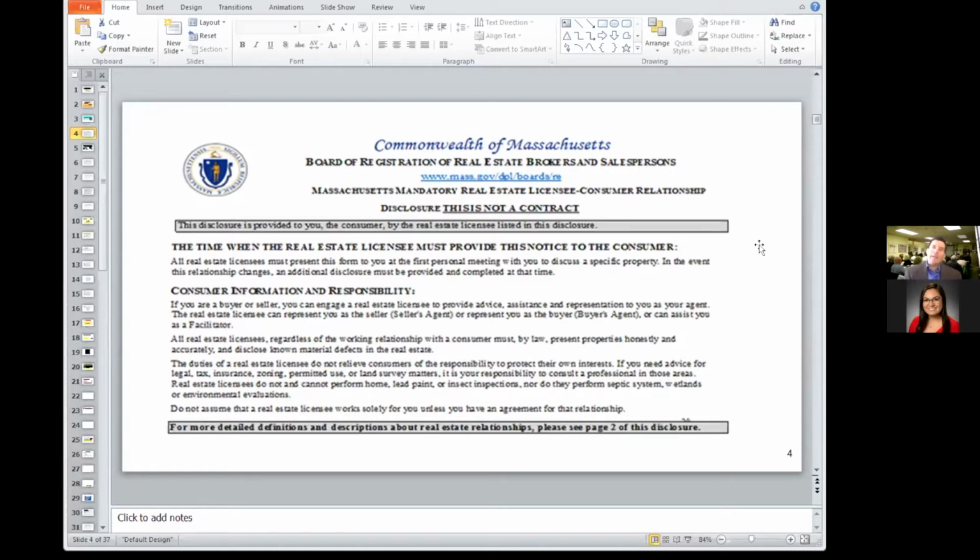So if Judy walks into my real estate office, and Judy wants to know what's going on with 85 Elm Street in Amesbury, before I can talk to Judy, I must give her this form. I cannot talk to Judy about that home specifically without the form. Now, I could talk to Judy about the general welfare of real estate in the Amesbury area and what the school systems are like, but I cannot specifically discuss that property without giving them this form.